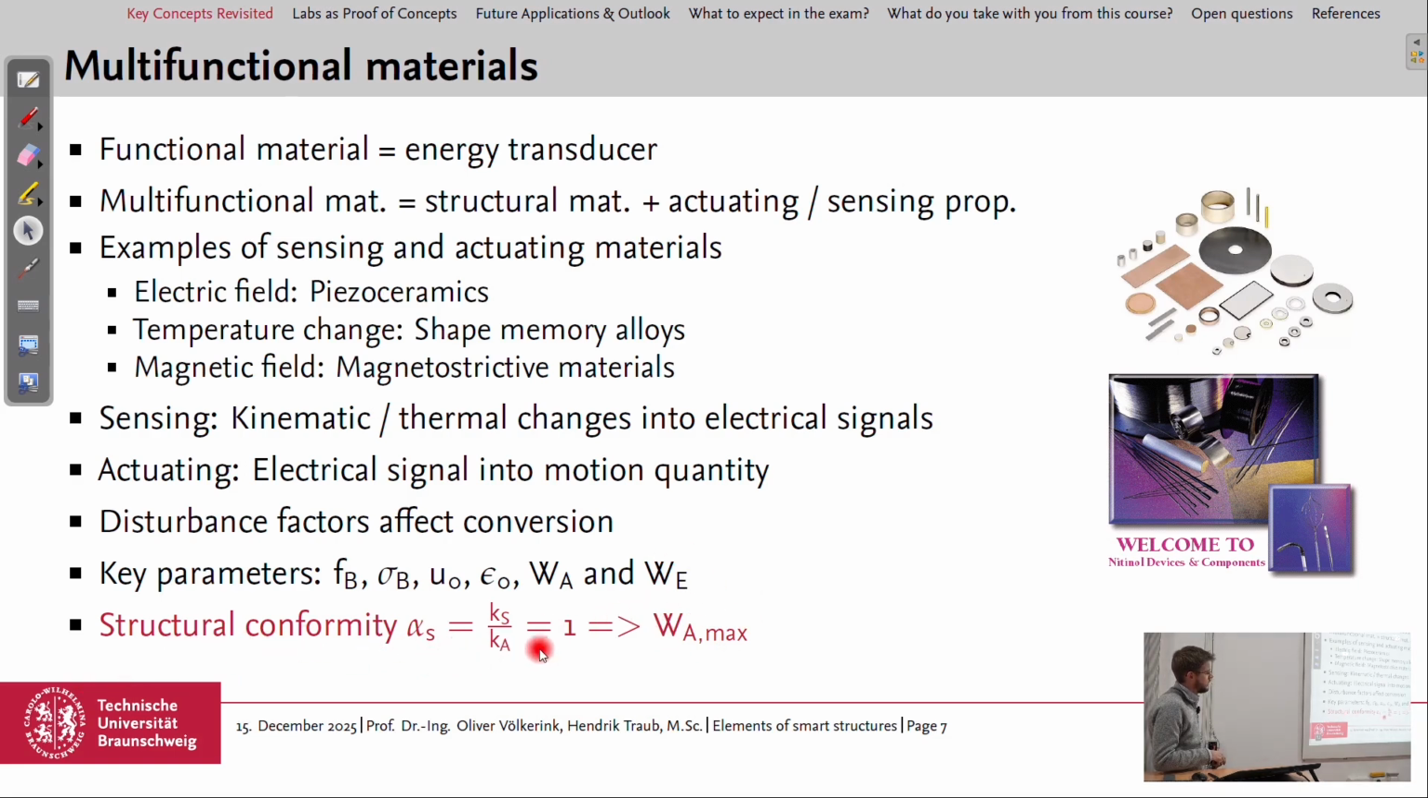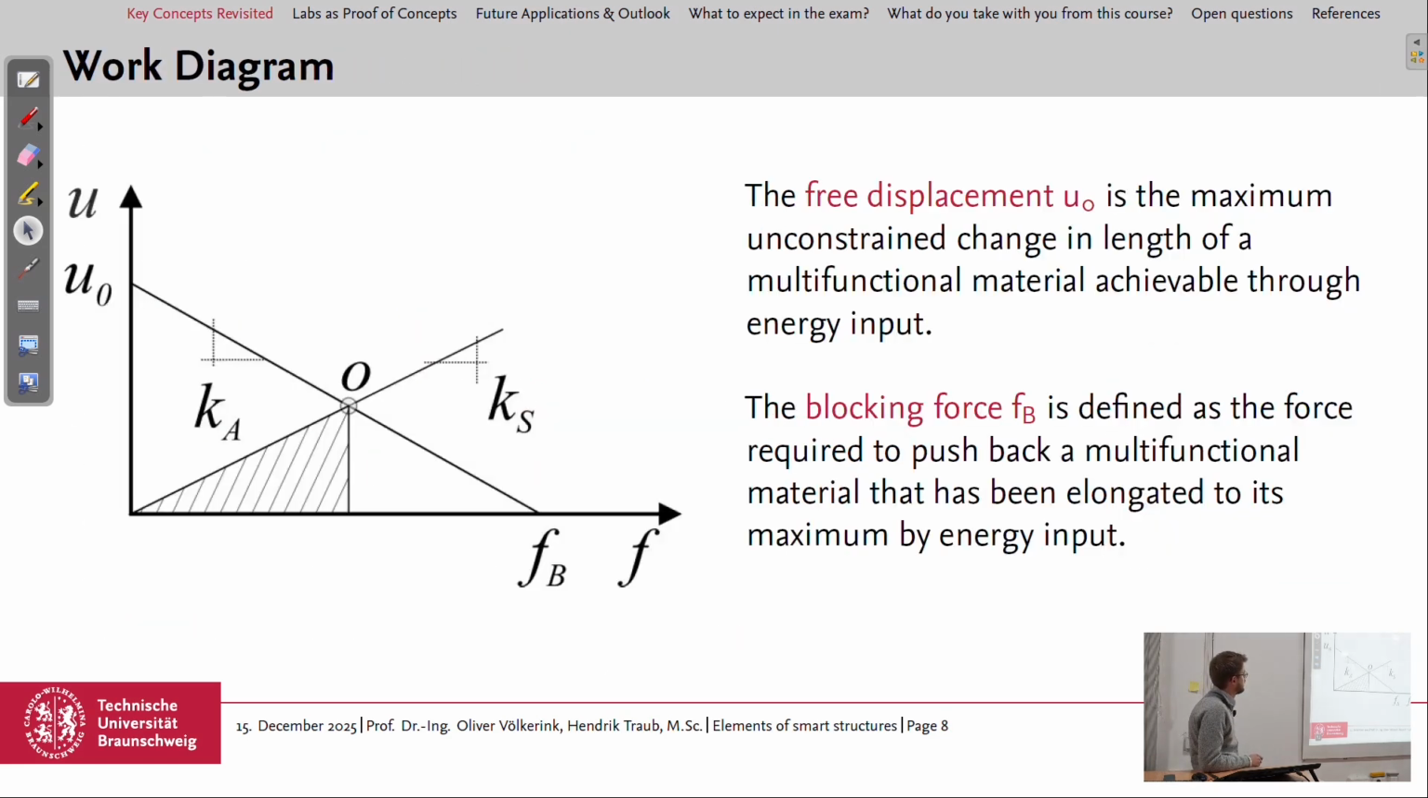In our really simple example with the spring model, we have by definition that the stiffnesses agree, so the structural stiffness of the surrounding structure equals the stiffness of the actuator, and then the work capacity of the actuator is at a maximum.